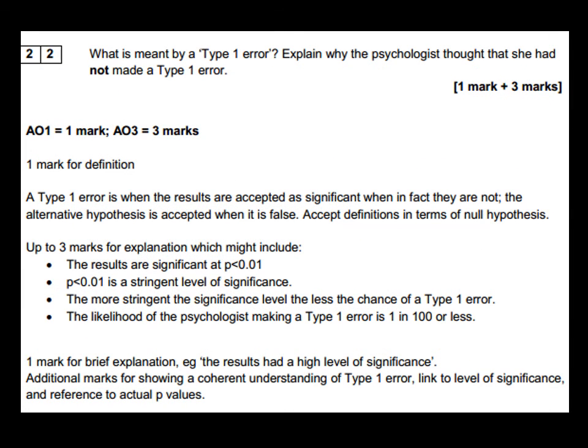So what is meant by type 1 error? You get a definition mark there. Type 1 error is when the results are accepted as significant when in fact they are not. The alternative hypothesis is accepted when it is actually false.